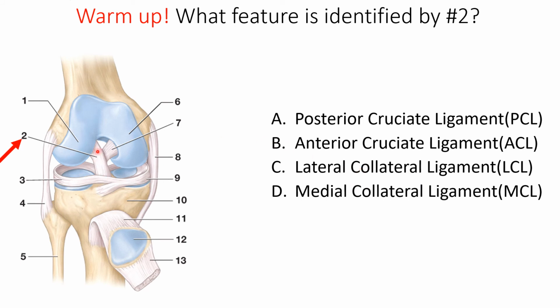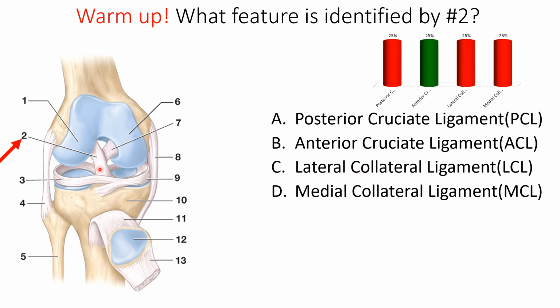And of course, it's right here in the anterior, so it must be the anterior cruciate ligament. It's attaching on the anterior portion of the tibia here. So remember that the ACL and the PCL are named for where they attach to the tibia.